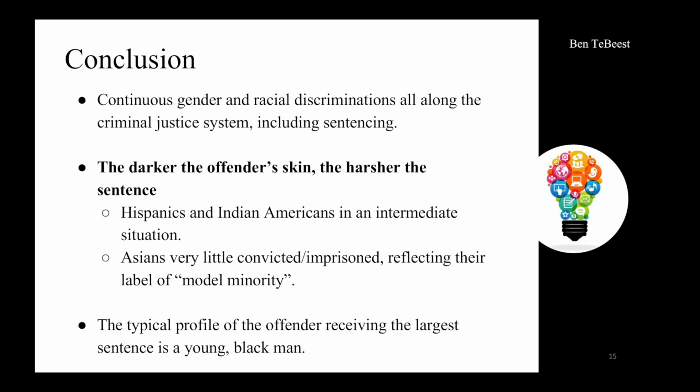Since the days of slavery, racial inequalities have existed and persisted via many forms of discrimination, including the use of unjust justice. As we have seen, race and gender play a crucial role in the sentencing process. The typical profile of the offender receiving the largest sentence is a black man. Women benefit from a little more leniency depending on the violence of their crime and their skin color. The darker the offender's skin, the harder the sentence. For example, Hispanics and Indian Americans are less disadvantaged than blacks, but more so than whites, no matter the gender.